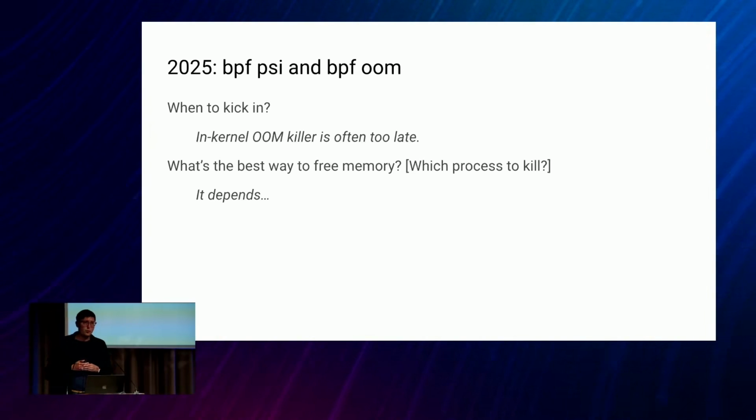So basically what we want from a BPF solution in this space, there are two separate questions. The first question is when the OOM killer should kick in, or more like what conditions should be met for the out-of-memory state to be declared. And as I just talked about, the in-kernel OOM killer is usually too late. So we probably won't use PSI here, or we need something smarter. And the second question is, what's the best way to free memory? Which might be which process to kill, but we might have some other options as well.